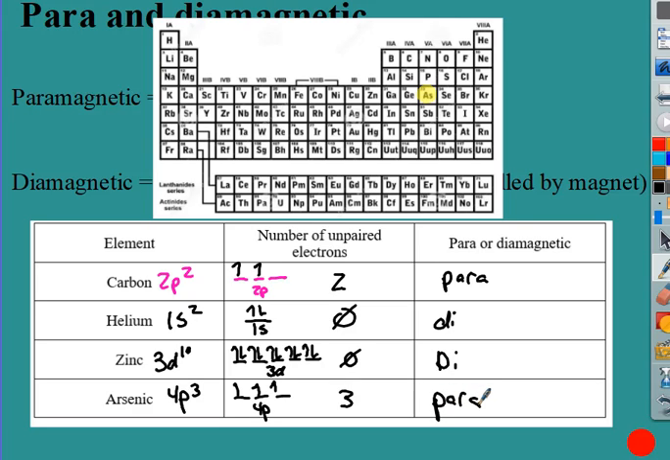The only way it's going to be diamagnetic is if it ends in S2, D10, or P6. If it's in one of those groups, then it's going to be diamagnetic. All the others are going to be paramagnetic.